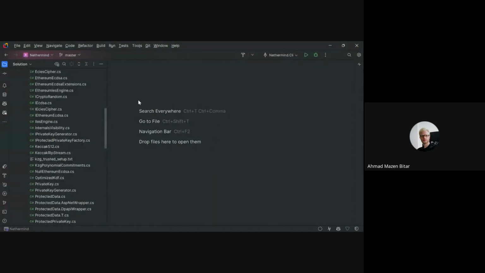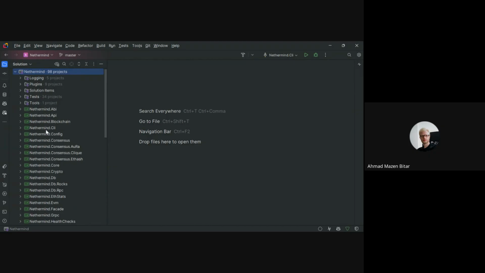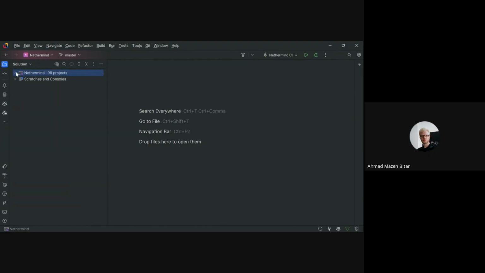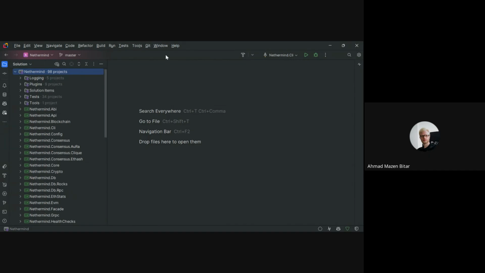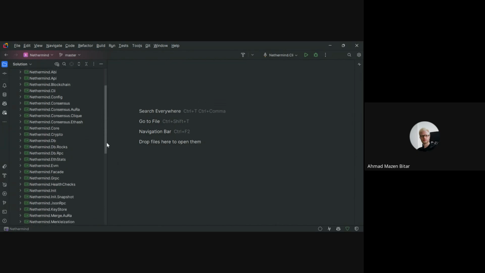I'm using Rider here to look at the Nethermind code. Of course, Nethermind code is written in C#. C# is a programming language that is developed by Microsoft, as far as I know. And we have built Nethermind on .NET. It's a client that is compatible with any operating system and can run on almost any platform. So it runs on Windows, Linux, and Mac, and can also run on x86, x64, and also ARM based systems.